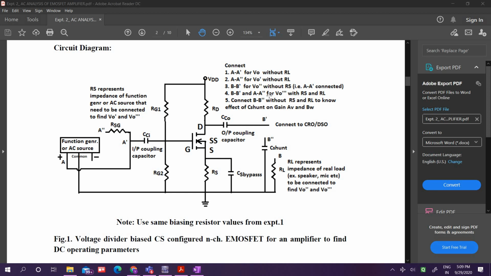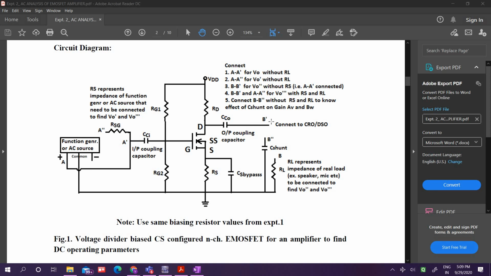So in the first stage, we have to connect B to the B dash. So this B is connected to the B dash, and again we have to find the output voltage VO double dash. So this is the first step. We have to find the VO, we have to find the VO dash, we have to find VO double dash. Now at the fourth step, we again connect A to the A double dash and B to the B dash, and again we find the VO triple dash. So this is what an output voltage.